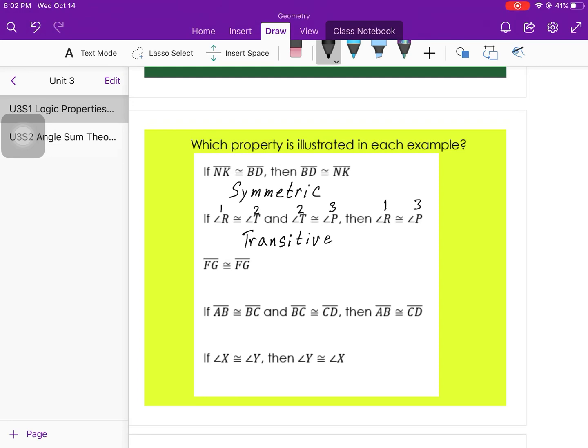Then we have FG is congruent to FG. Whenever something is congruent to itself, we say that's the reflexive property. Think of it like looking in a mirror. You see yourself.